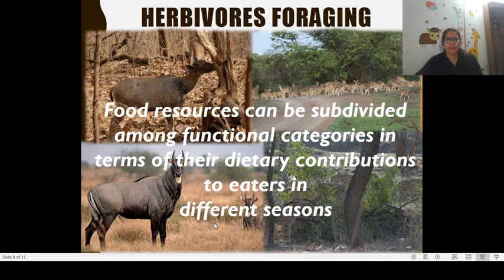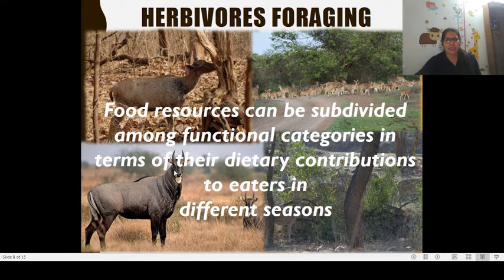Food resources can be subdivided among functional categories in terms of their dietary contributions to eaters in different seasons. See, these herbivore species face a vast contrast of seasonal cycles, spatial and temporal variations, and they shift their diet according to prevailing situations. During summer or the wet season there is a vast superabundance of nutritious forage which depletes during the winter season, although this season has some fruiting trees to support the diet of these herbivore species.